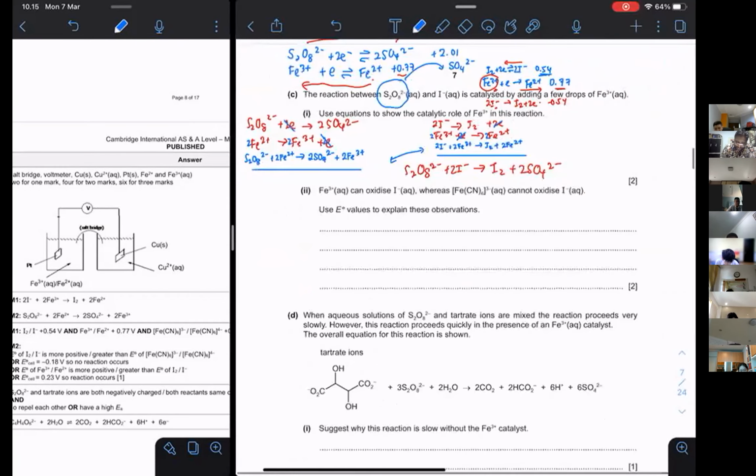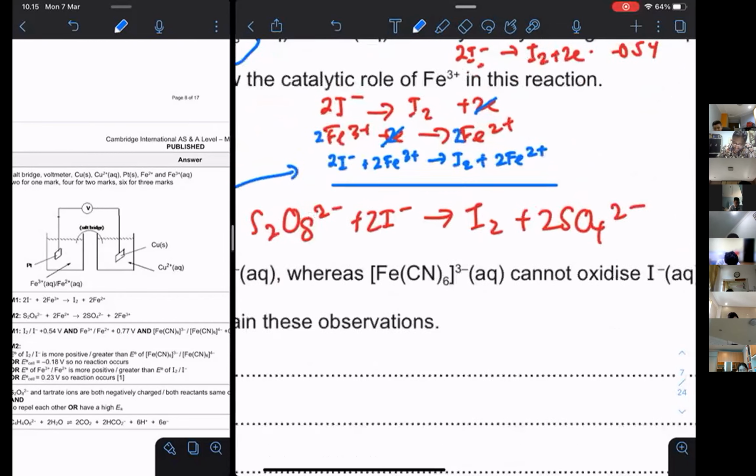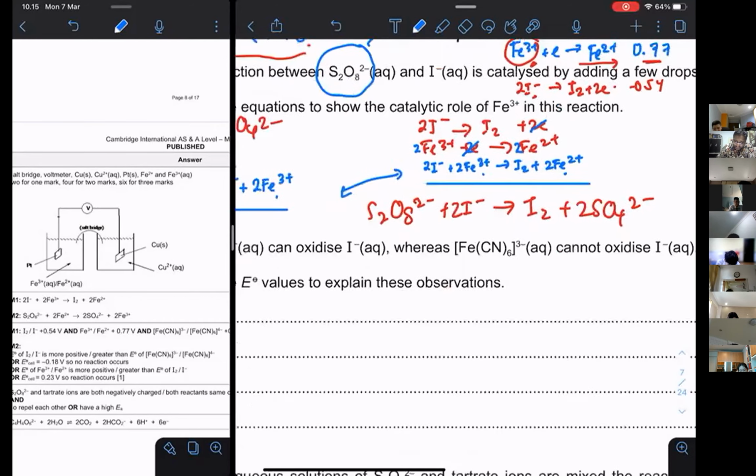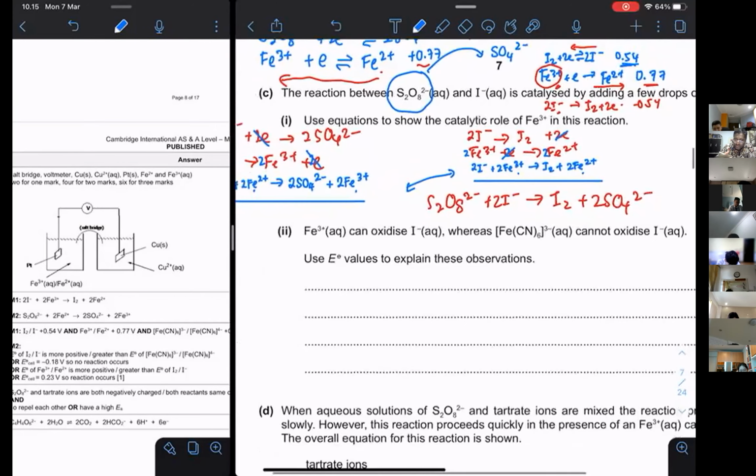You see the Fe2+ is used to produce Fe3+, and Fe3+ is being used to give you Fe2+. So you can see that you are removing and regenerating it, and this is going to show you the catalytic role of Fe3+. This is what is going to happen.